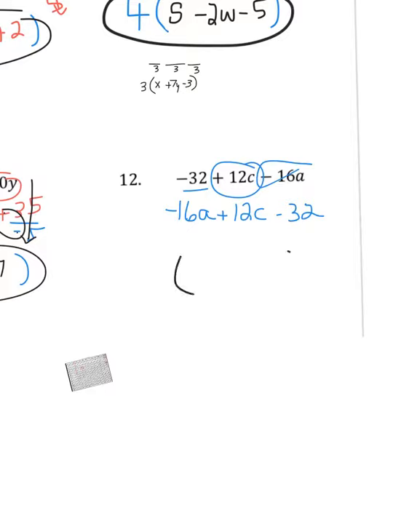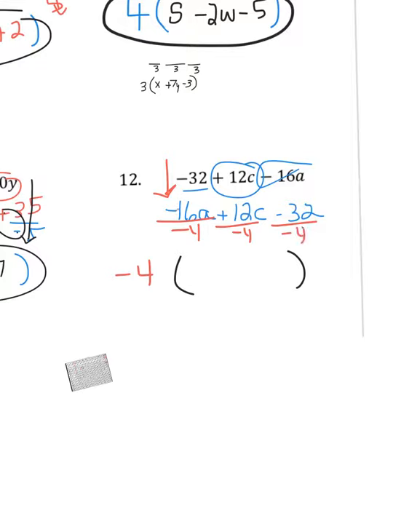Okay, let's take out a 4. Are we going to take out a positive or a negative 4, Riley? Negative 4. Why? Because there's more negatives. No, because the leading coefficient is negative. So negative 4. Okay, so divide them all by negative 4.